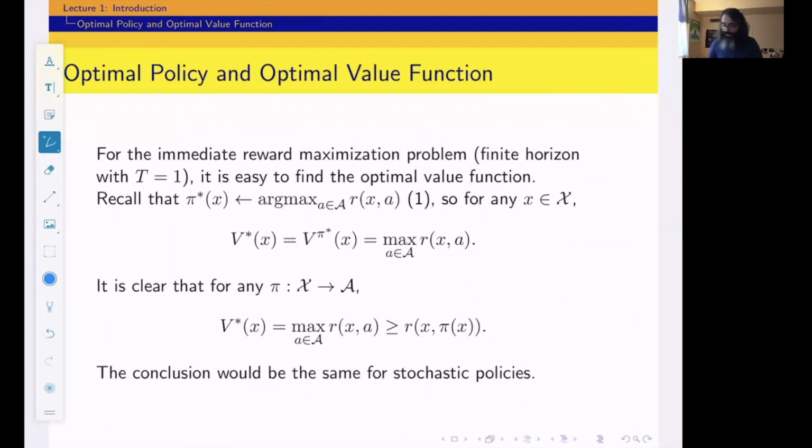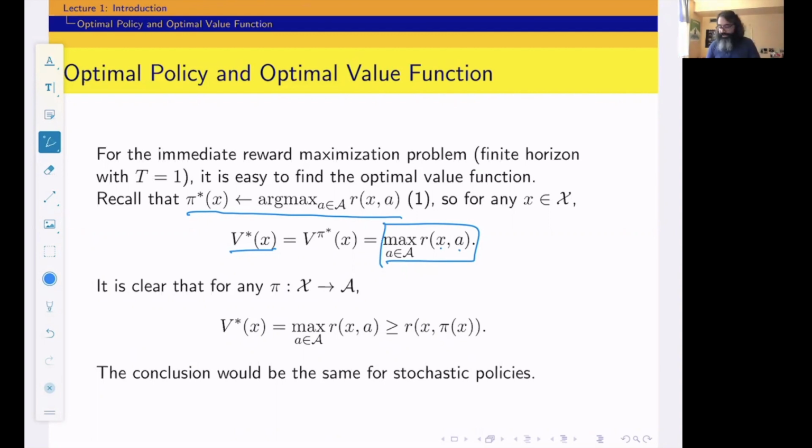As before, for immediate reward maximization, or finite horizon with t equal to 1, it was easy to find the optimal value function. Recall that pi star was argmax over actions of R of X and A. If we substitute it into the definition of V of pi, we get that the optimal value function V star is the maximum over actions of R of X and A. So maximization is over actions. This is the optimal value function.